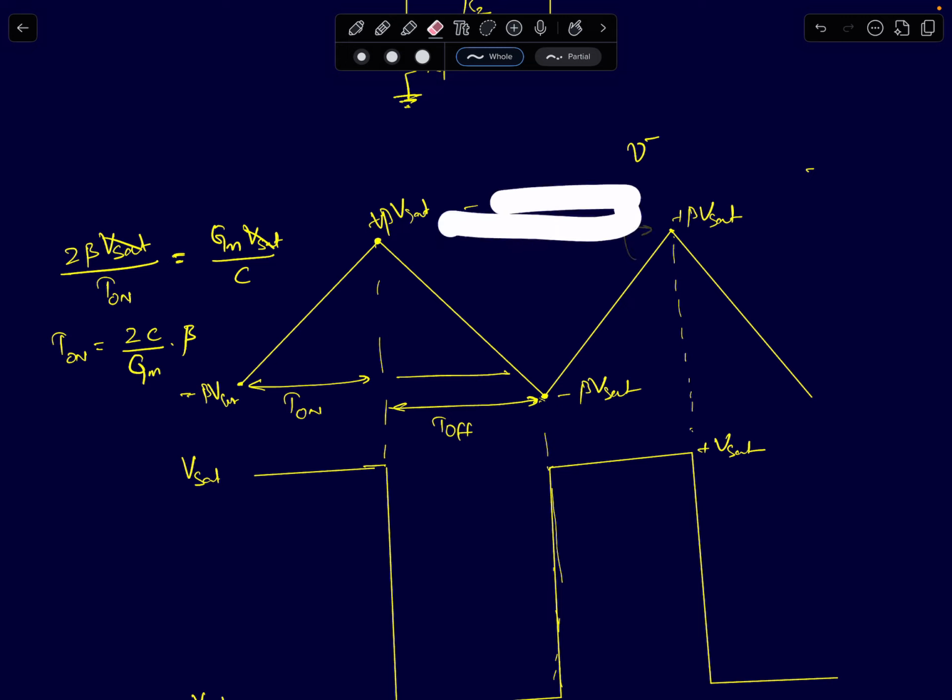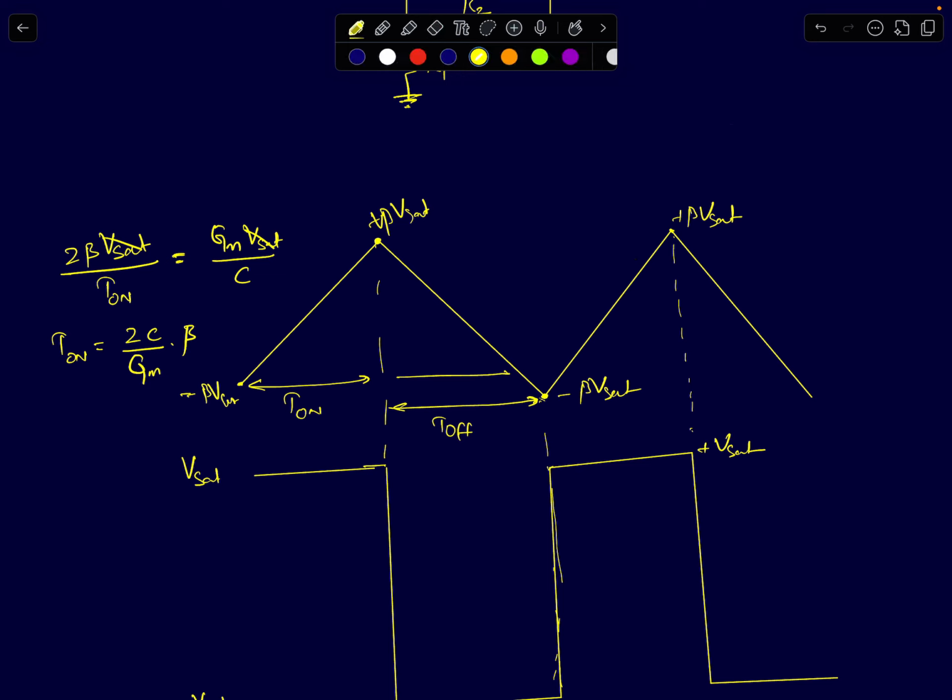It's very simple. It's much simpler here because there is no first order RC charging, so you don't have to deal with exponentials and logarithms. It's a pretty simple circuit. So all I need to do is, the inverting voltage goes linearly from minus beta Vsat to plus beta Vsat, and that will be your on time. Okay, that's when your output is equal to plus Vsat. You can see it here. When the inverting voltage goes from minus beta to plus beta, it's on time.